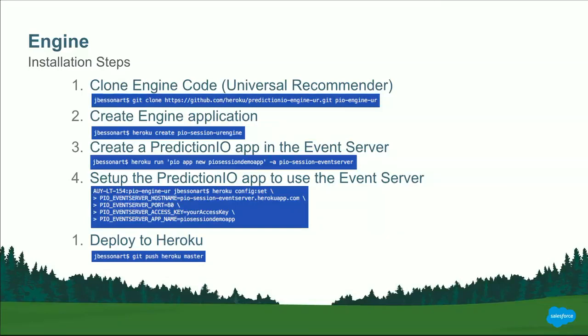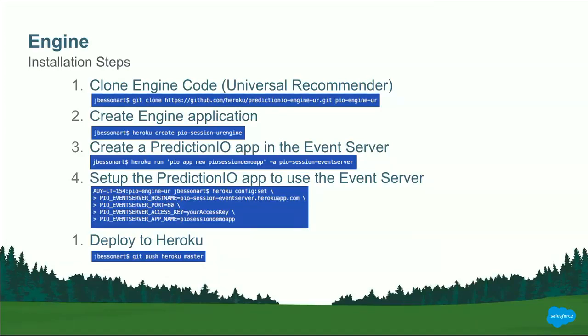Then you just create the engine application on Heroku, and then a Prediction.io application on the event server. This third step, and this application is a little different because it's a Prediction.io application. It's not a Heroku application like the other one. And that will give us an access key that later on we will be using to tell the engine which application we are using.